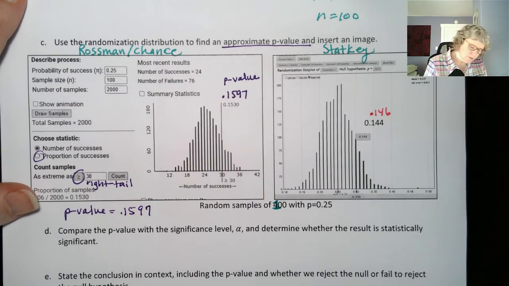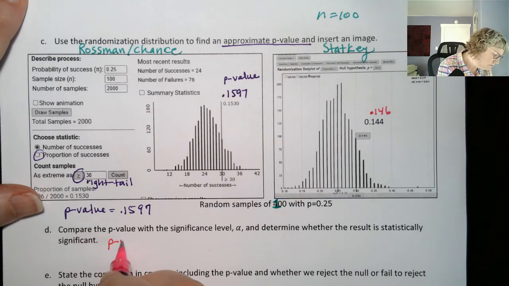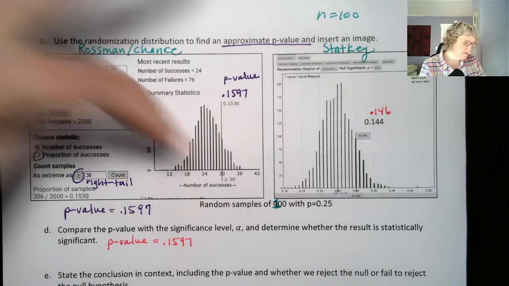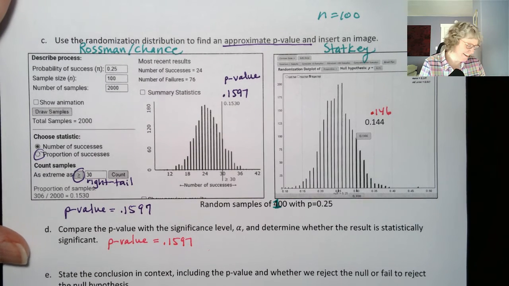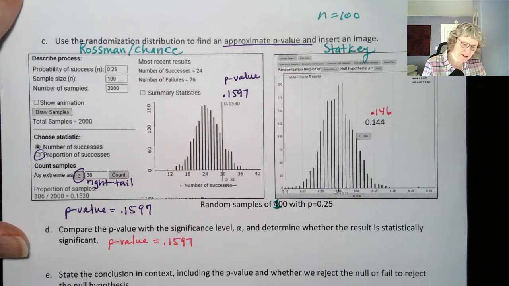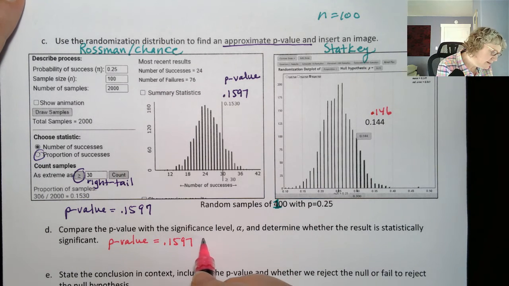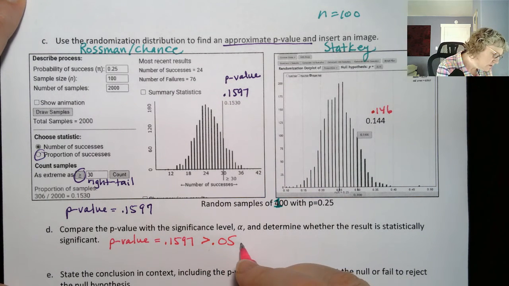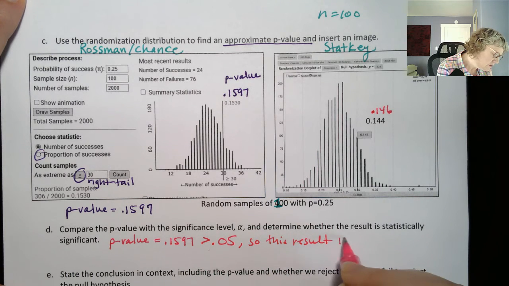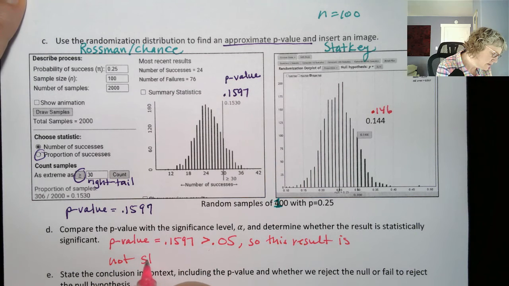So I'm going to write the p-value equals 0.1597, and I could choose any of these four numbers. You're only going to do it once, but I've done it many times now, actually. So I'm just going to pick any one of them. And then I'm going to write, this is greater than 0.05. That's our significance level. So this result is not statistically significant.